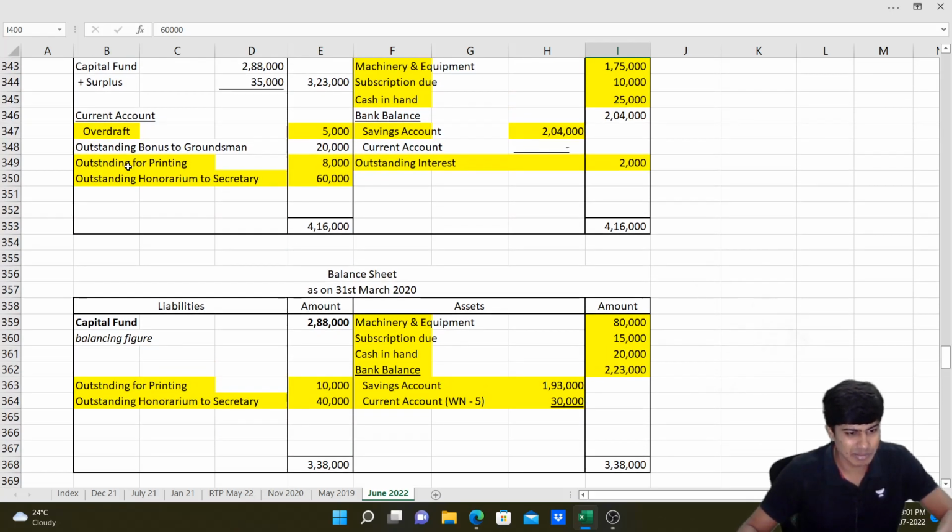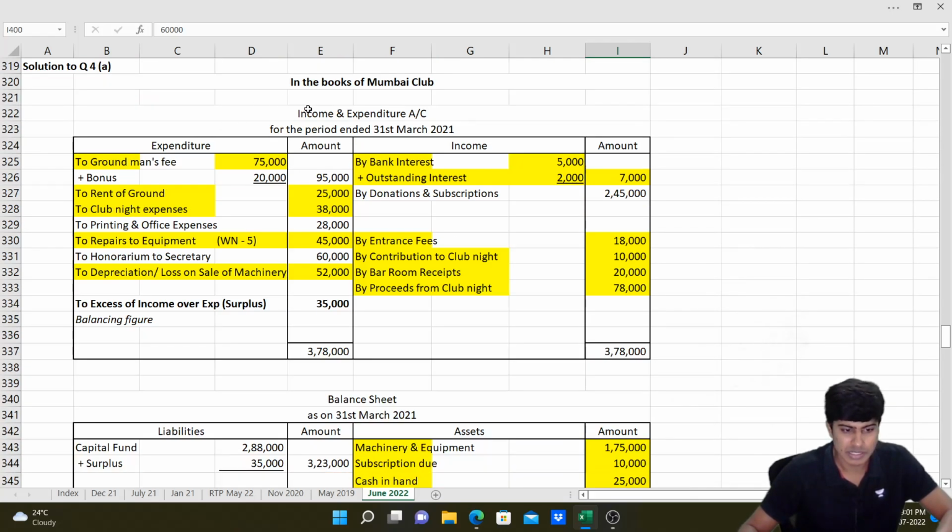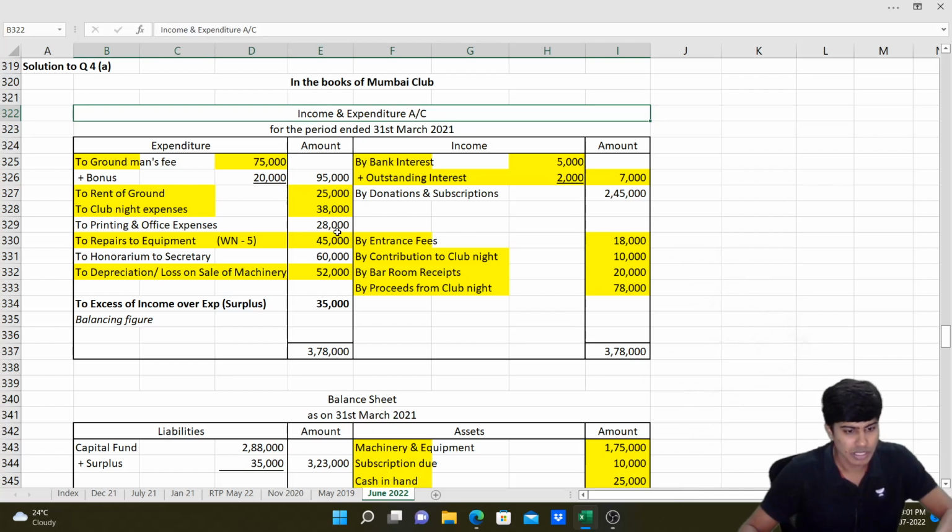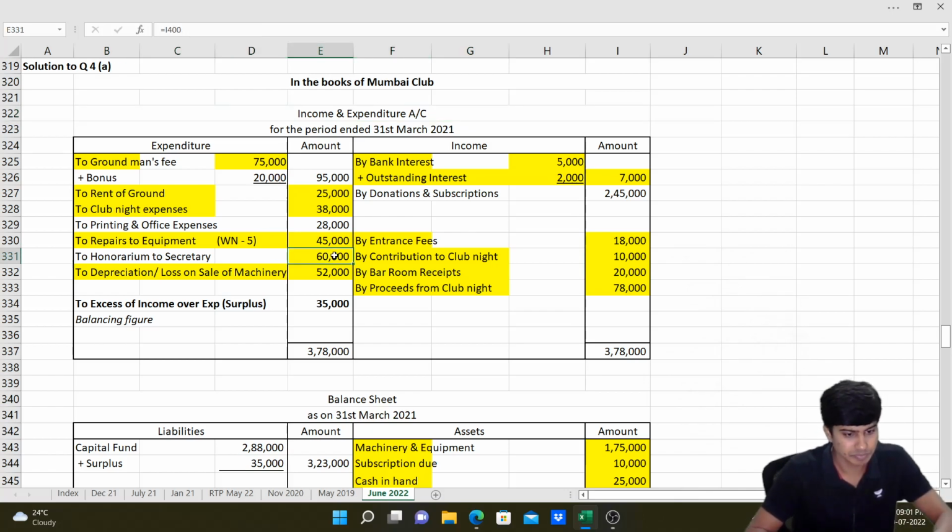I have written it in our income and expenditure. Let me show it to you. See, income and expenditure for the current year 60,000 rupees, honorarium to secretary.